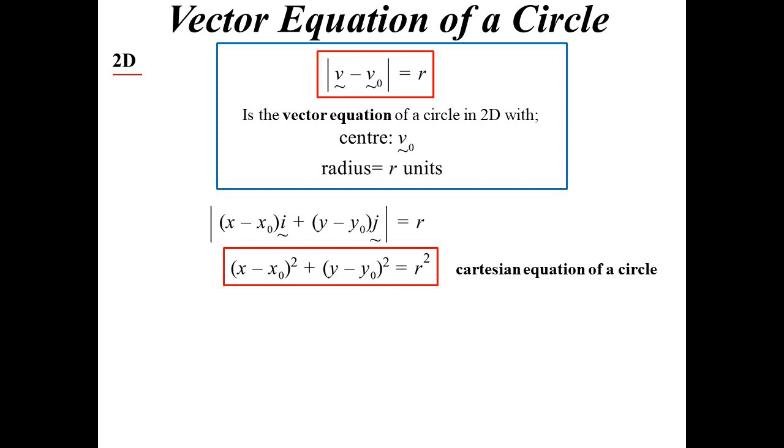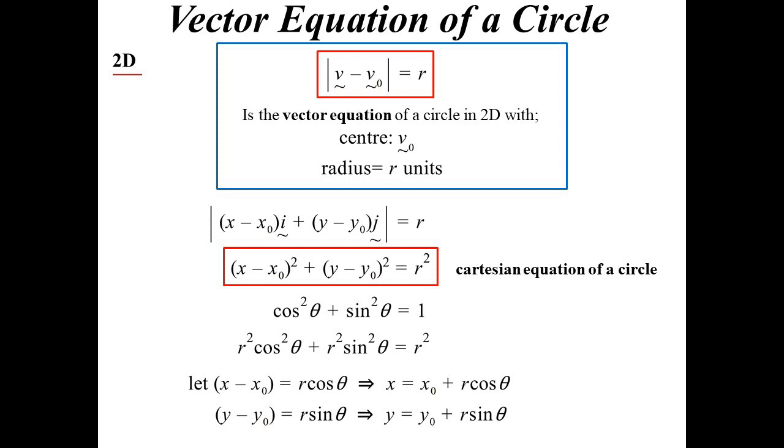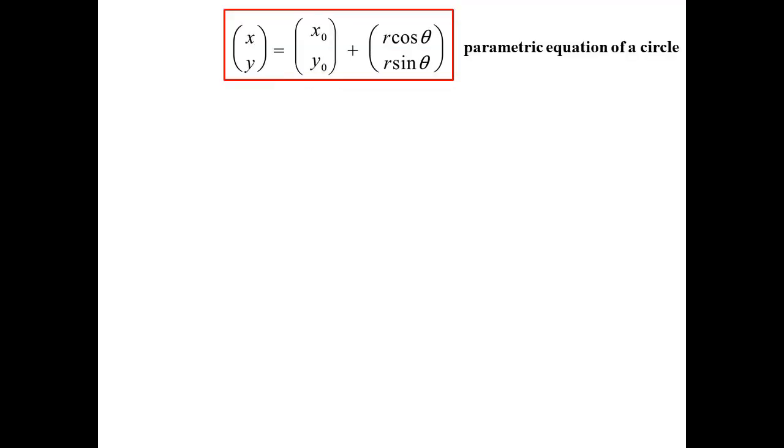To take it a step further, cos squared plus sine squared, remember of course, is 1. So r squared cos squared plus r squared sine squared is r squared. Now what that means is we can come up with a parametric form of a circle, and I've written it in components above and below so it looks like the vector. So x is x naught plus r cos theta, y is y naught plus r sine theta. So that becomes the parametric equation of a circle, but now I've written it as vectors. So the parametric is sort of like the intermediate between the vector equation and the Cartesian equation. It sort of goes in between.